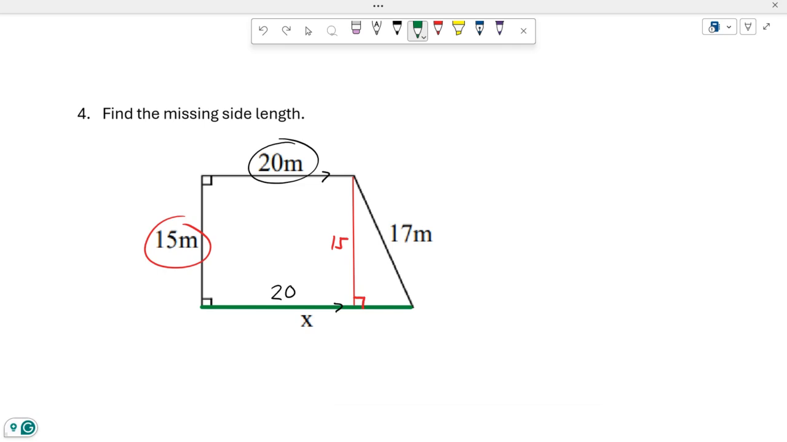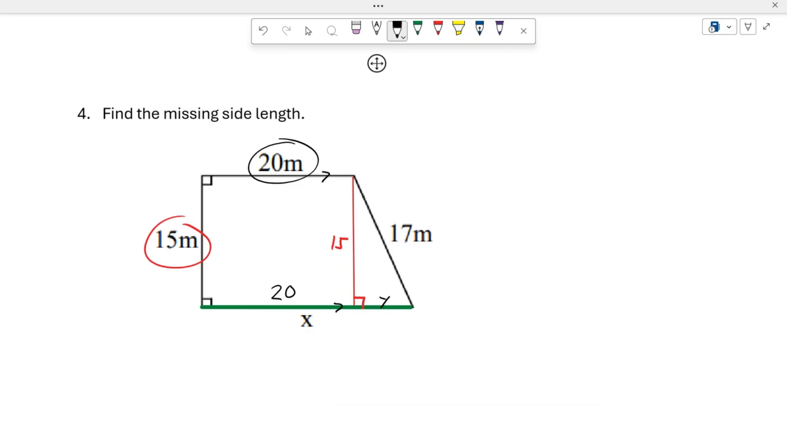Well, notice now on the right, I have a right triangle, and I happen to know two sides of the right triangle. I know the 15 is a leg. I know the 17 is the hypotenuse. If I solve for y, that's my other leg. And then if I add that to 20, that's my answer. That's x. So I am going to, perhaps unsurprisingly, use the Pythagorean theorem to solve for y.